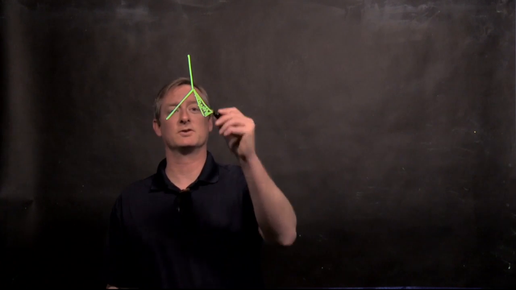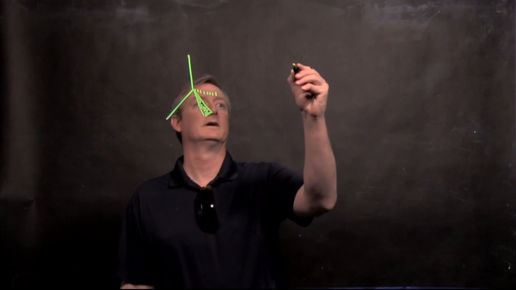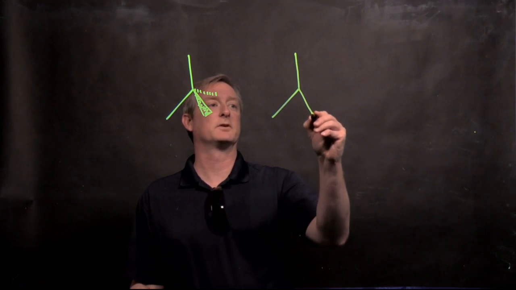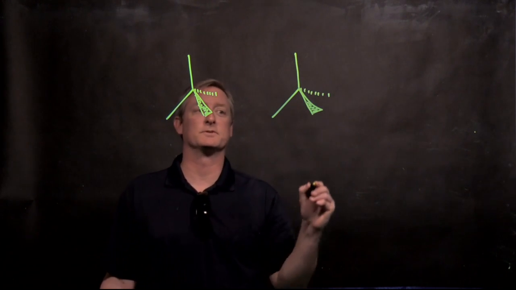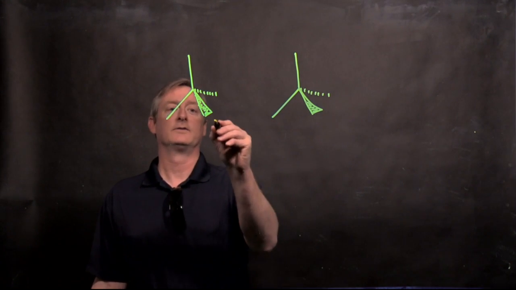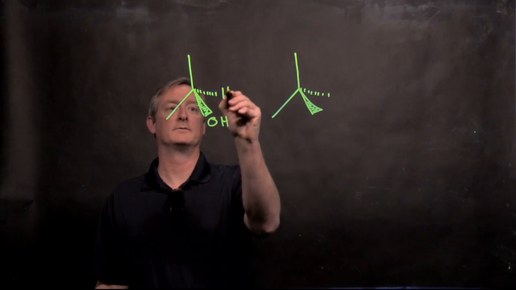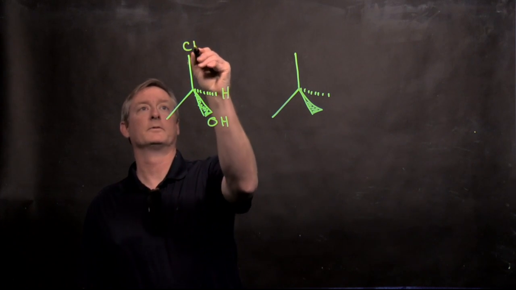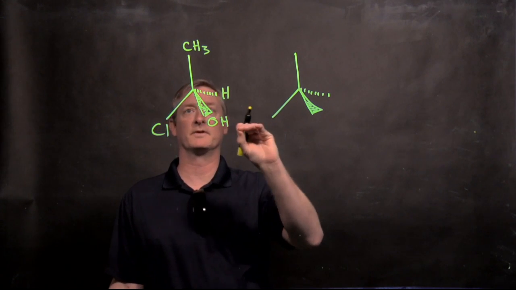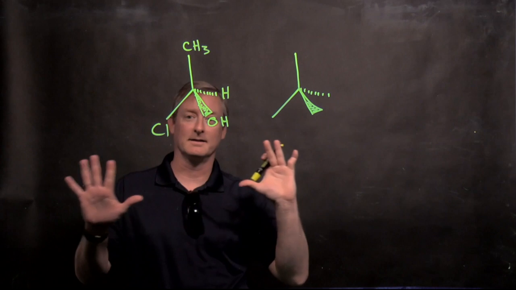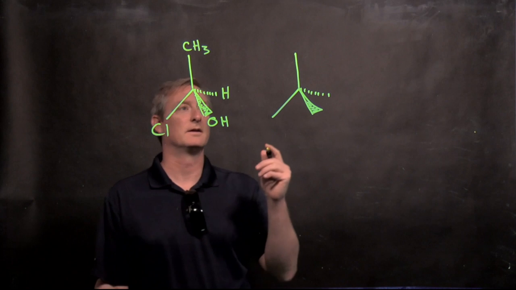Again, we use wedges to show bonds that are coming towards us and dashes to show bonds that are going away from us. So we'll have 2 very similar molecules, but they're just going to differ in how these 4 substituents are arranged in three-dimensional space. So let's put an alcohol group here, maybe a hydrogen here, a methyl group here, and a chlorine here. The 4 things have to be different in order to provide the asymmetry to have these right-handed and left-handed versions. If things are symmetrical, the mirror images look identical.